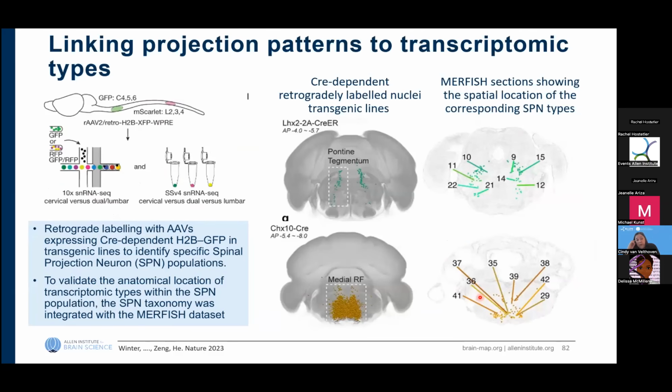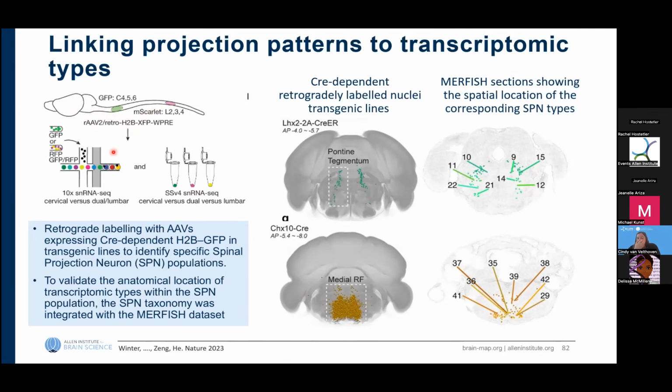And then one final example is how we can link projection patterns to transcriptomic cell types. In this study, we injected a retro-AAV virus into the spinal cord of mice. So the virus is taken up by the projections and cells within the brain hopefully light up. And so we isolated the fluorescent cells from the different brain regions and sent them for sequencing.